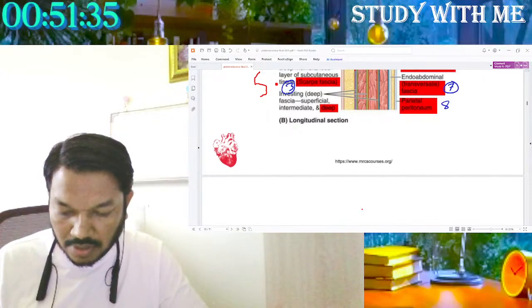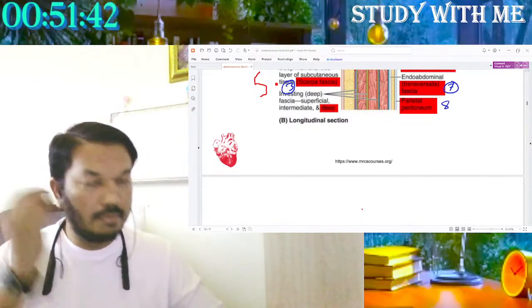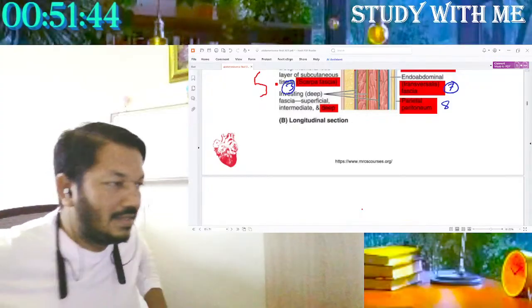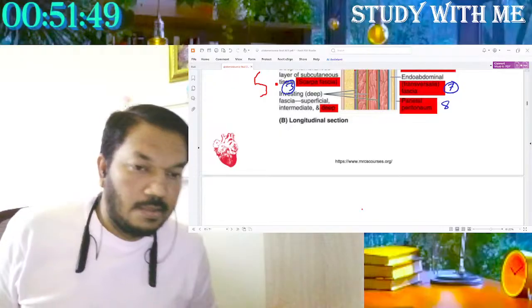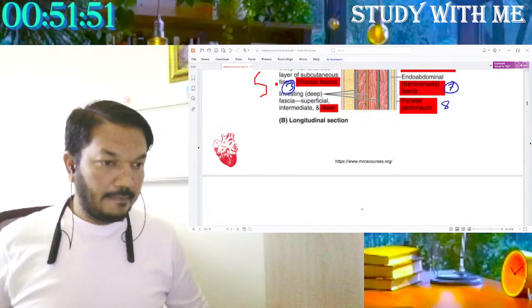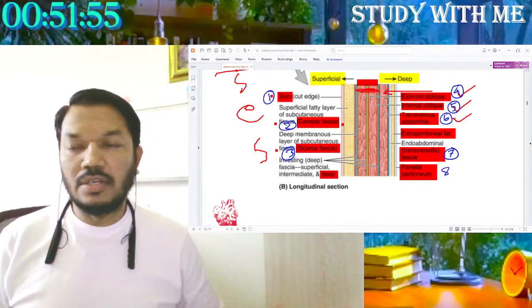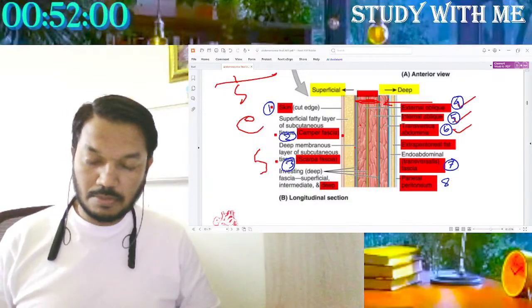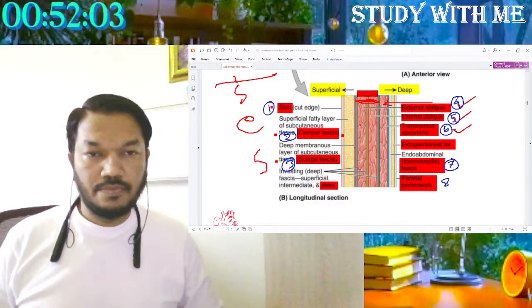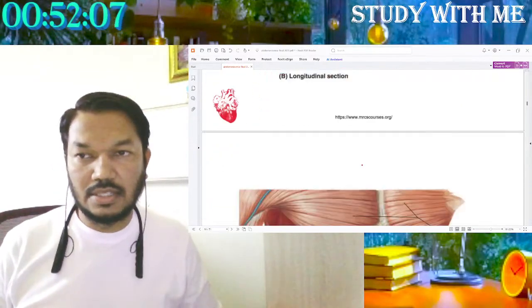Yes, visceral peritoneum covers the viscera only. Visceral peritoneum mainly covers the viscera, but parietal peritoneum is the outermost. Some intraperitoneal fluid could be there, and that forms the fold, parietal fold. We will see this.